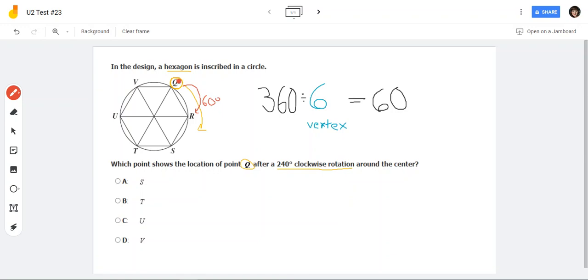So that means I would have to go 60, that would be another 60, so 120, and then another 60, so 180, and then another 60, which would be 240. Clockwise, making sure I'm going in the right direction, would bring me to U. Okay.